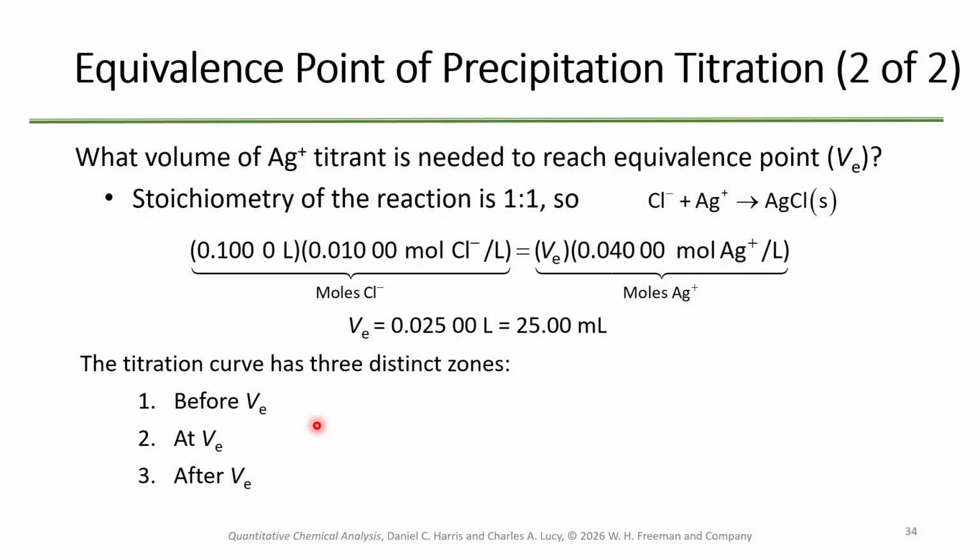So we have our three distinct zones. We have before. What are we looking at before the equivalence point? Are they equal yet? Not equal yet, right? What do we have more of at that point?